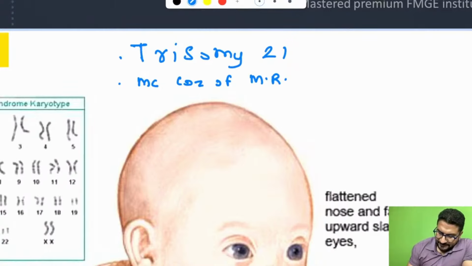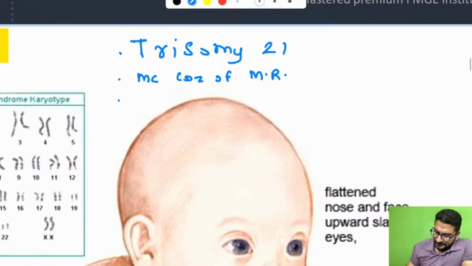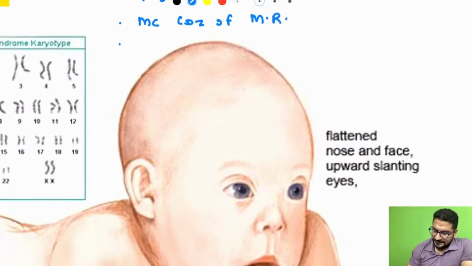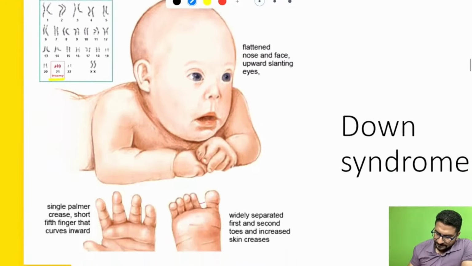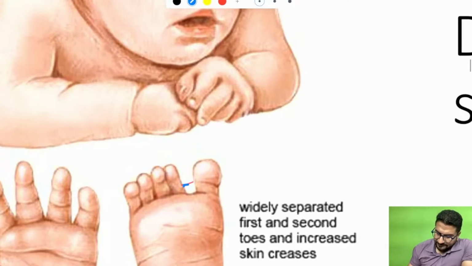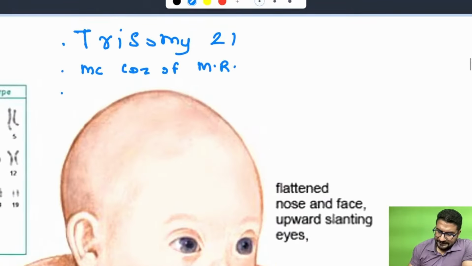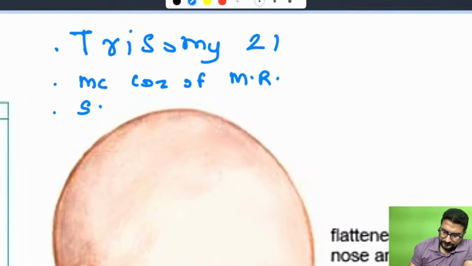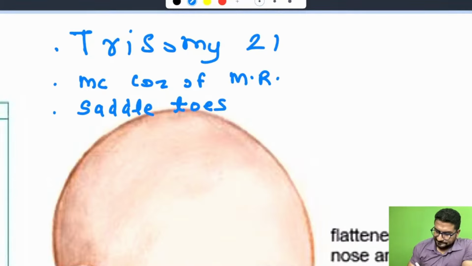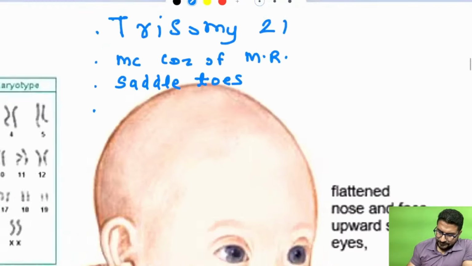Now understand, the patient will have some classical features. You can notice here a flat nose with upward slanting of eyes. Again, not as important, but here you can notice a gap between the toe and the next finger. So the gap is increased. What do we call this? We call this saddle toes. You can notice the gap.